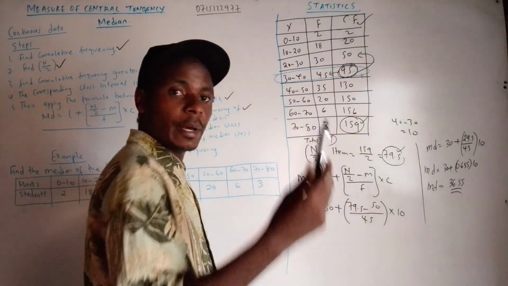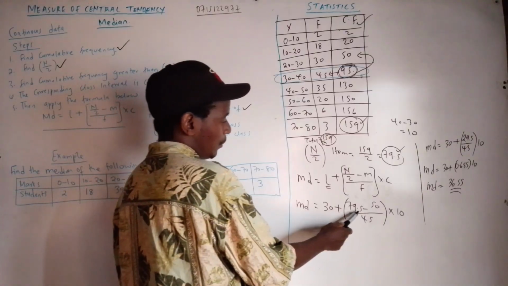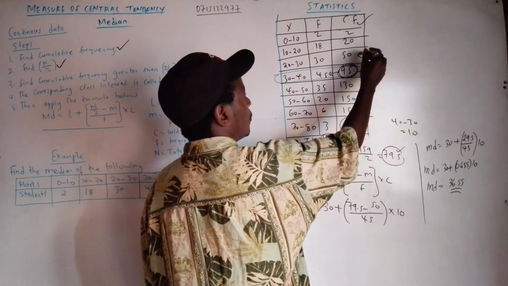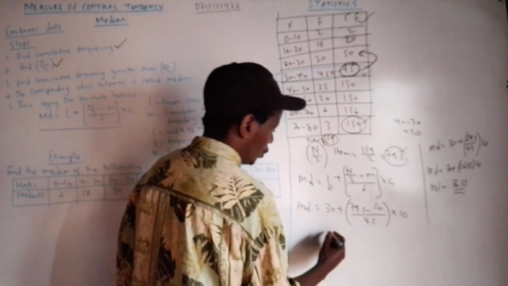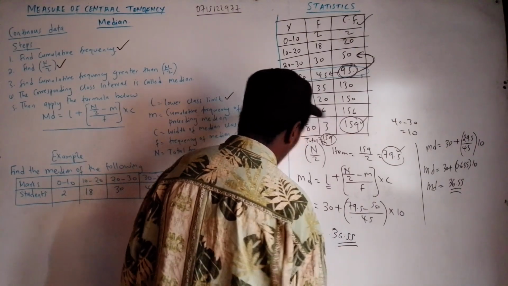You pick that. So 79.5, n over 2, minus 50. 50 is the preceding cumulative frequency, the one above. Minus 50 divided by 45 times 10. Then you shall get 36.55 as our median. That one marks the end of our class on the median.